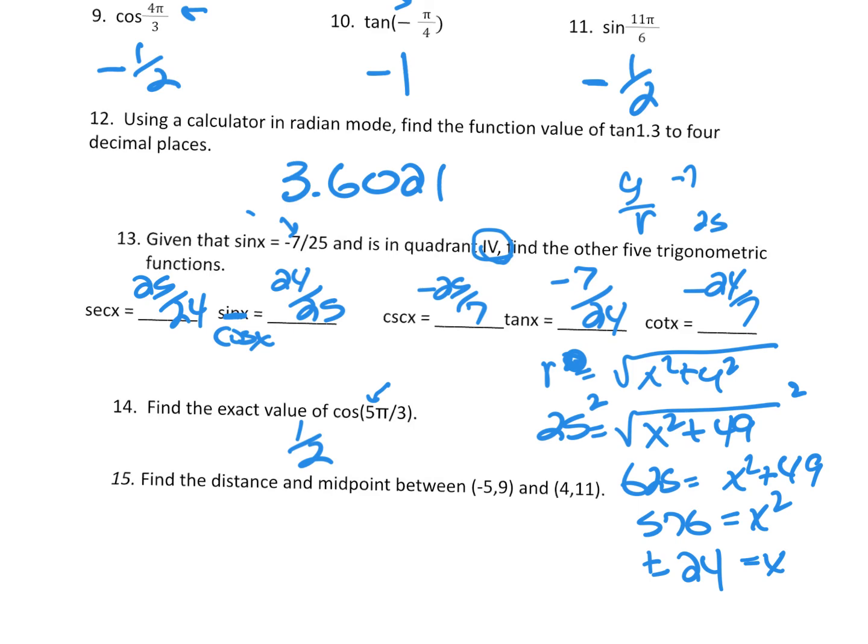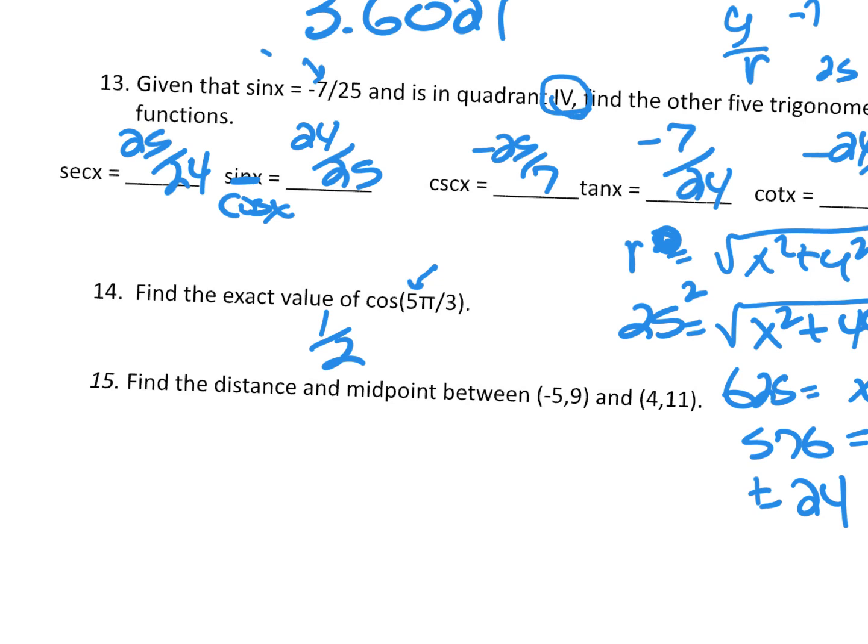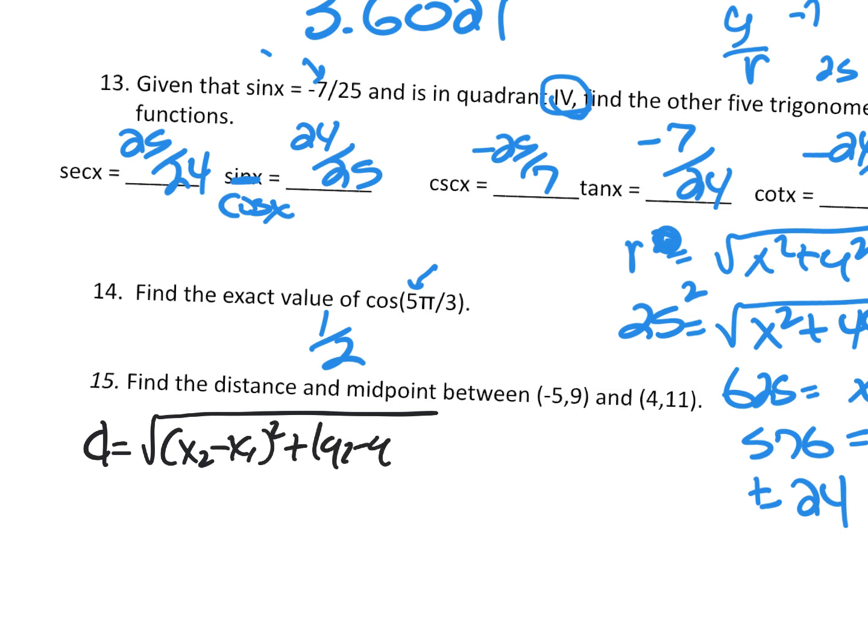15, find the distance and midpoint. It's been a while since we did this one. All right, so distance, here's the formula in case you need it. Distance is the square root of x2 minus x1 squared plus y2 minus y1 squared.